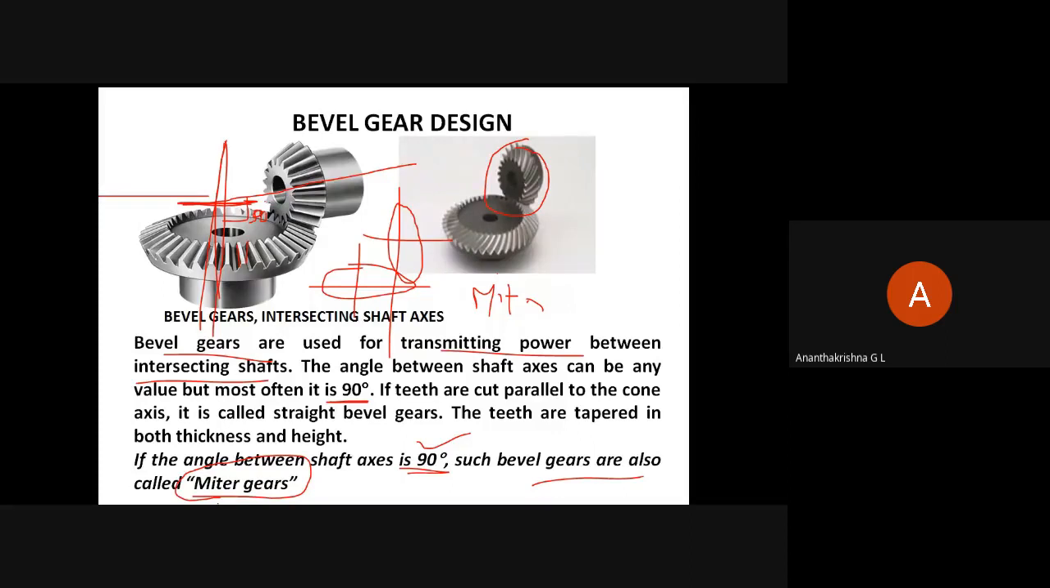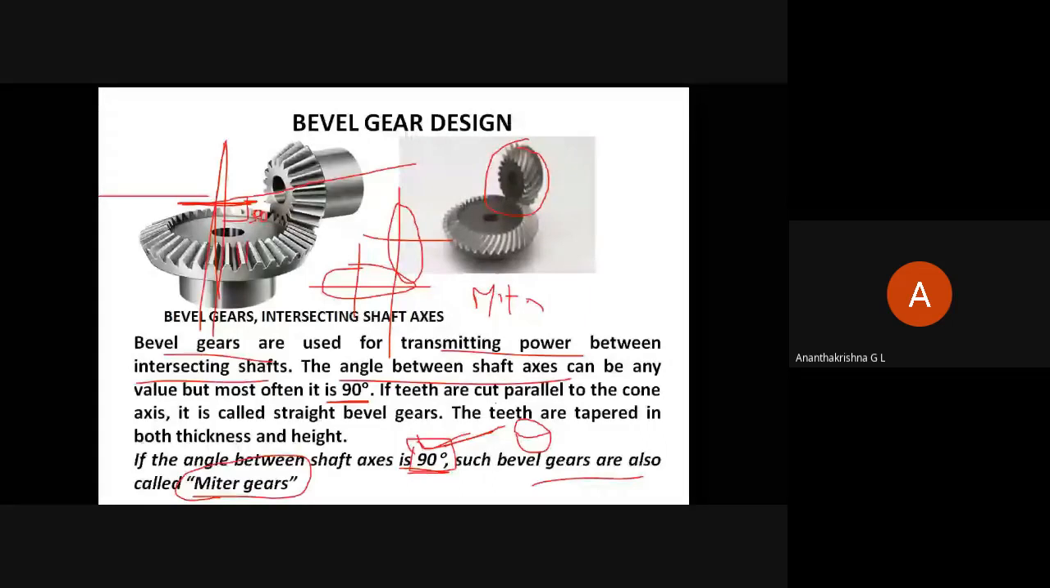Please remember, if in the question they say design mitre bevel gears, that means the shaft angle theta is 90 degrees. Is that okay? If they don't specify any shaft angle, then also we are going to take it as 90 degrees. If they say mitre gears, then theta is nothing but 90 degrees. That is the shaft angle. That's very, very important. Are you there with me?